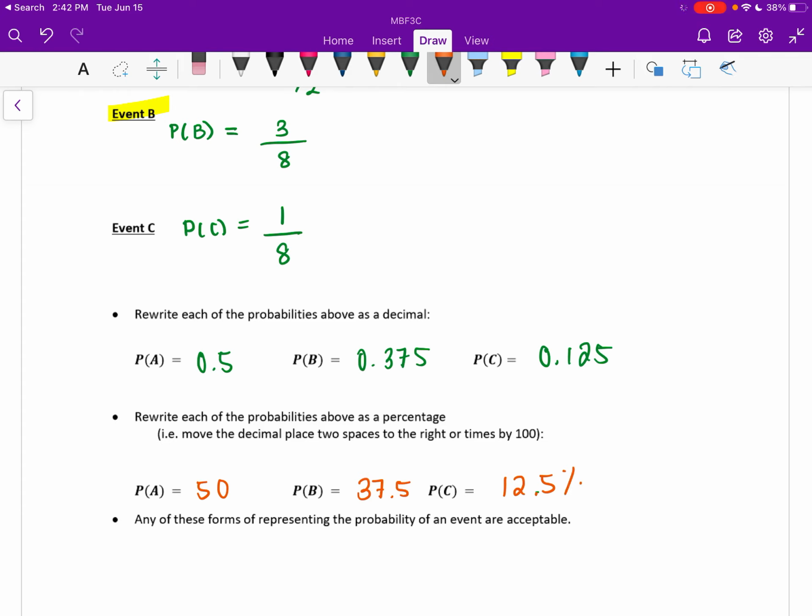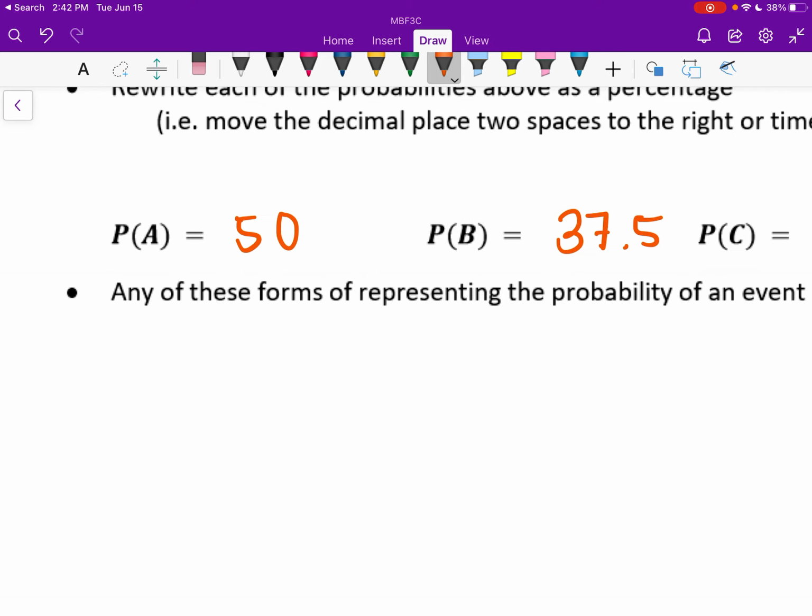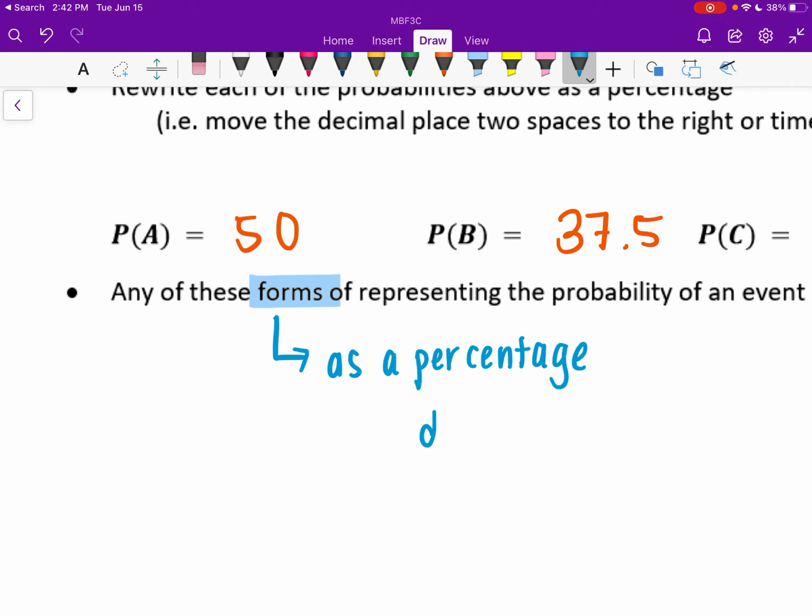Any of these, either as a decimal, as a fraction, or as a percentage, are all acceptable ways of representing the probability. So by forms, what I actually mean is as a percentage, as a decimal, or fraction. But the fraction needs to be in lowest terms.